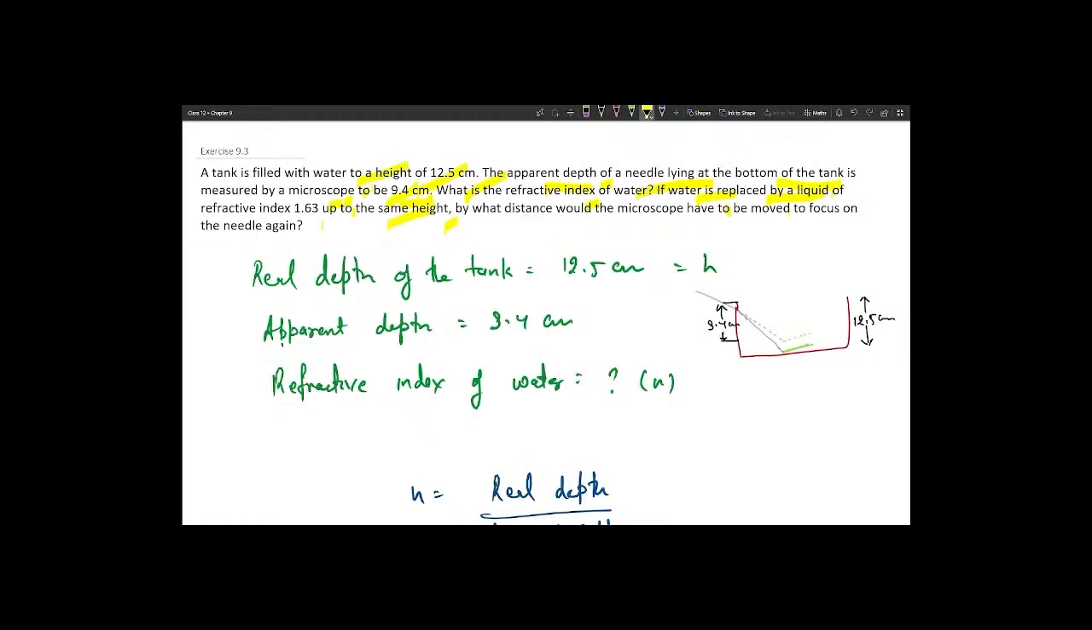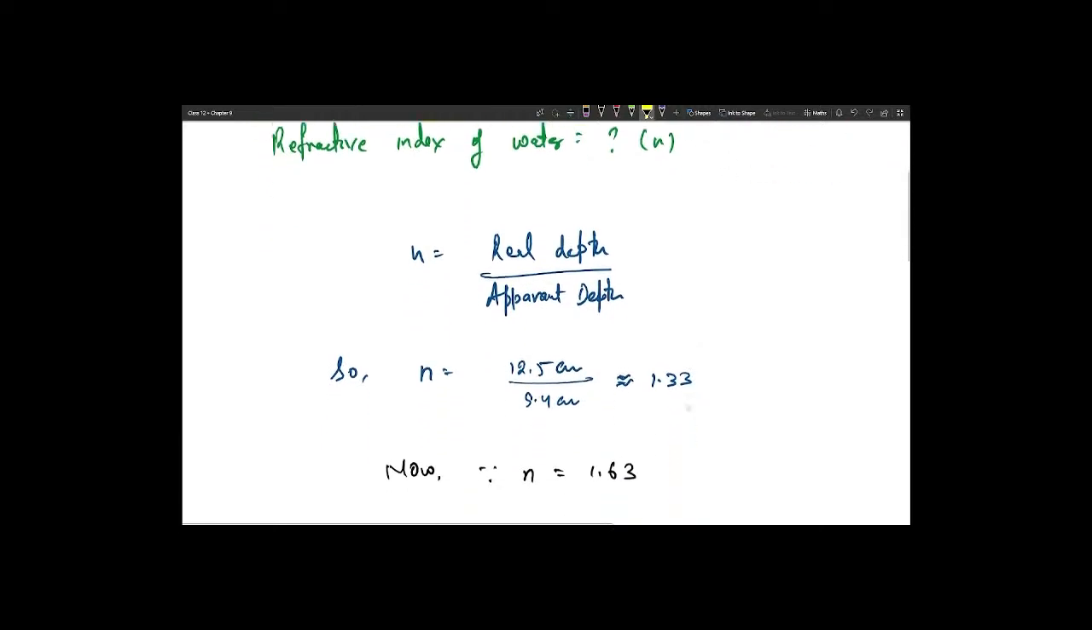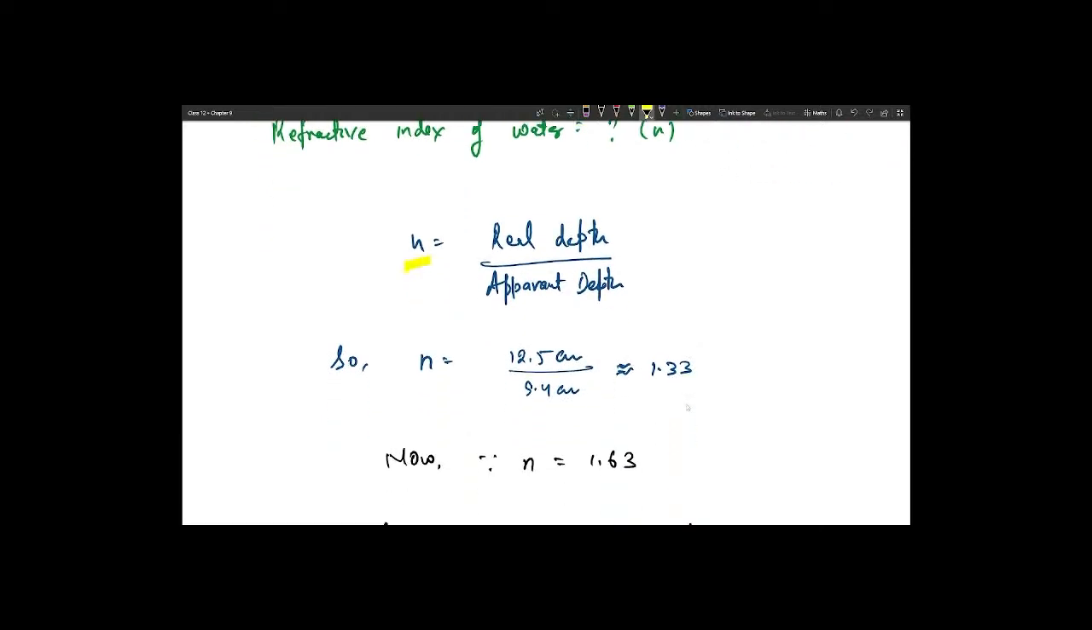So we have been given the real depth of the tank, that is 12.5 centimeter, and the apparent depth, that is 9.4 centimeter. Now we know that refractive index can be related to real depth and apparent depth, as the refractive index is equal to real depth by apparent depth. So we have to find the refractive index of water at first. The real depth is 12.5 centimeter and the apparent depth is 9.4 centimeter, so the refractive index comes out to be 1.33.